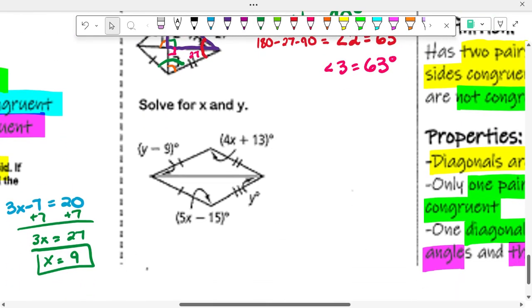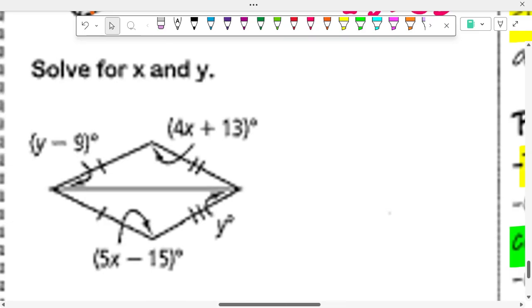All right. Last one. We're going to solve for x and y. So let's solve for x first. So it comes from these two angles. What's true about those two angles? They're congruent. All right.